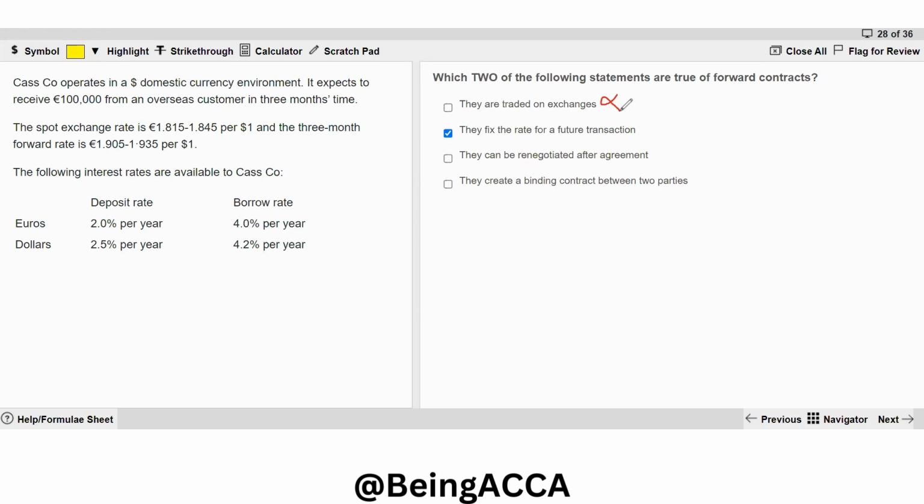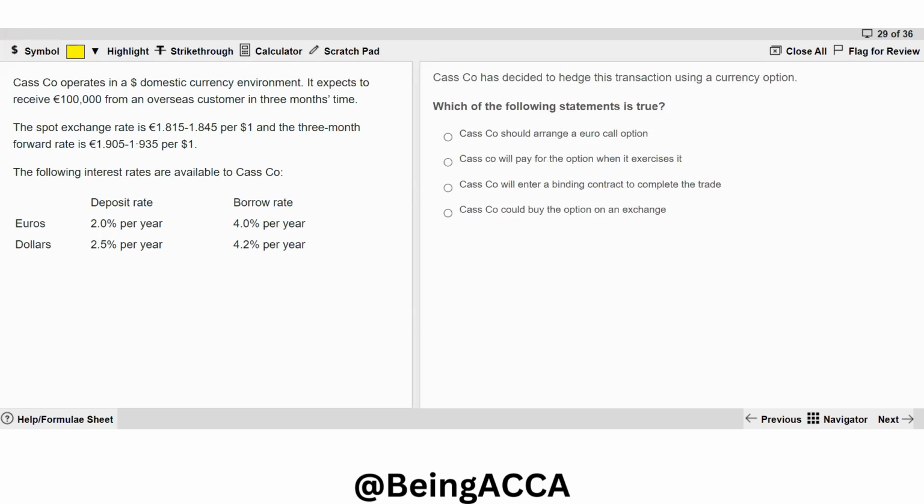They can be renegotiated after agreement. No, these are binding contracts. They cannot be negotiated. Once the agreement has been done, they cannot be sold to someone else, or even have the terms renegotiated. Then the next option is they create a binding contract between two parties. This is absolutely correct. So moving on to the next question.